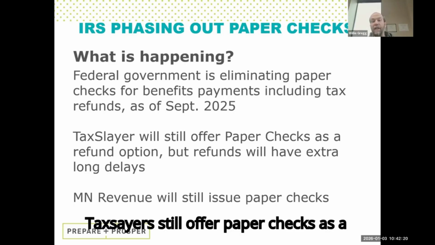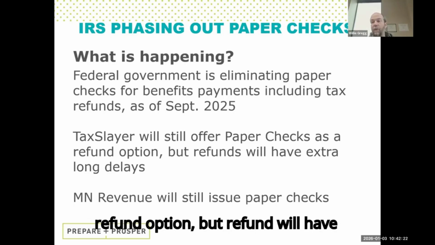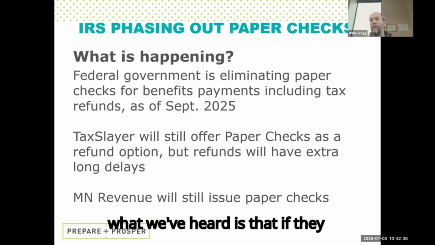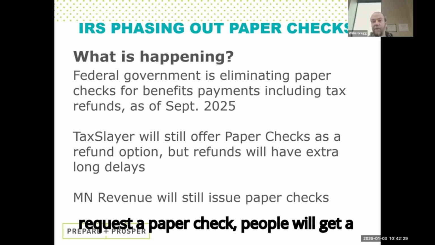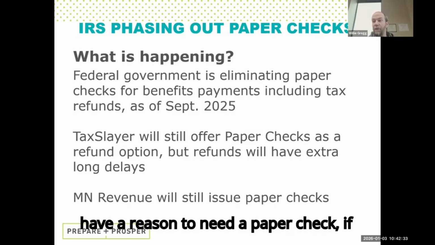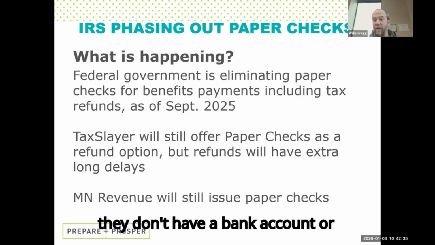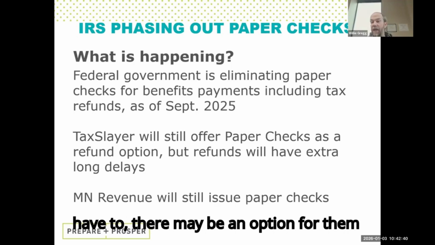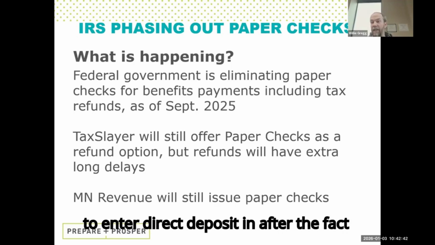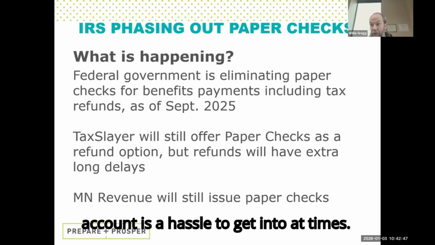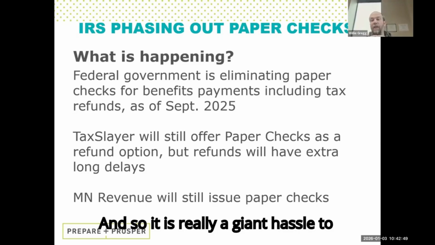TaxSlayer will still offer paper checks as a refund option, but refunds will have significant delays. What we've heard is that if they request a paper check, people will very likely get a letter sent to them verifying if they have a reason to need a paper check, such as not having a bank account. Otherwise, there may be an option to enter direct deposit information after the fact in their own account, but their own account is a hassle to get into at times. So it is really a giant hassle to get a check.